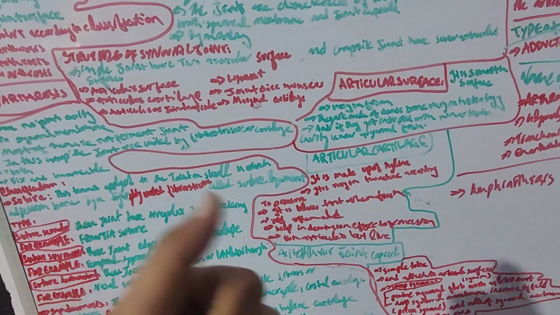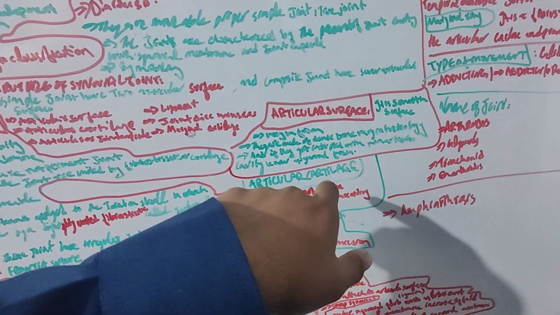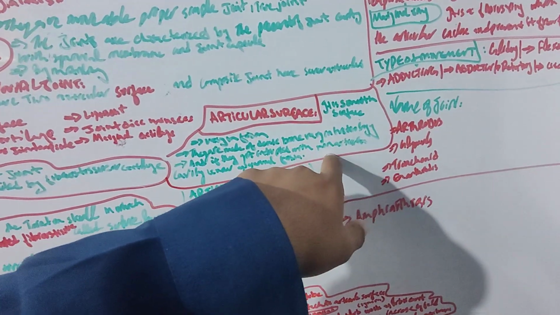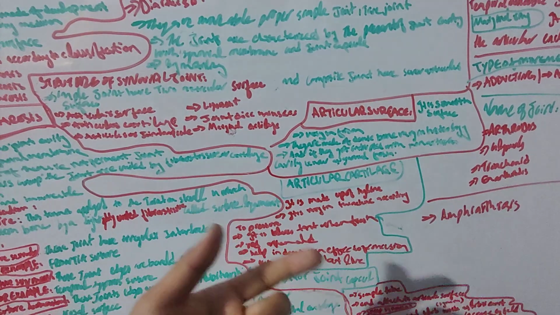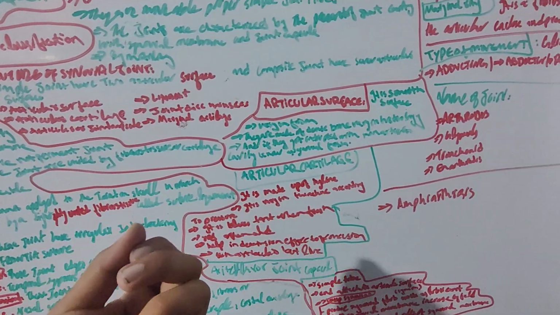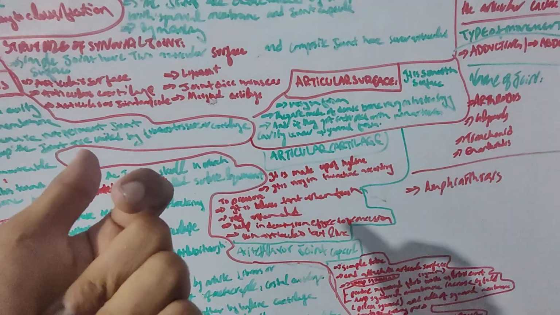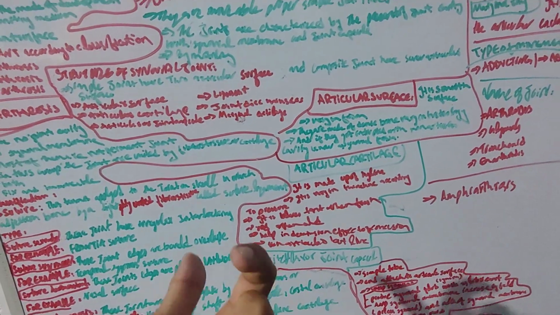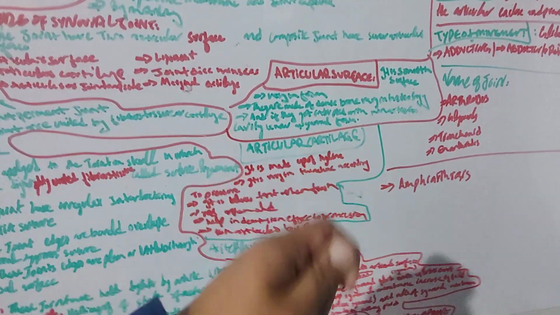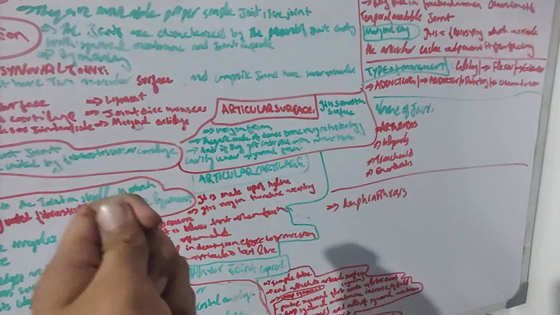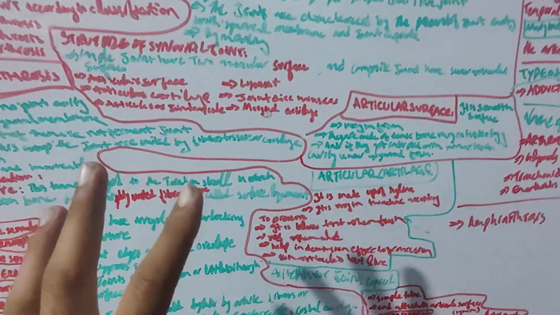If a non-articular cavity interrupts, they are called synovial fossa. Like when granules or something come in touch and make holes, they are called synovial fossa.